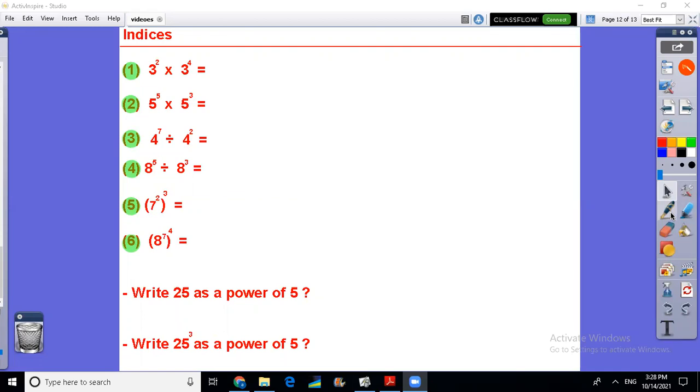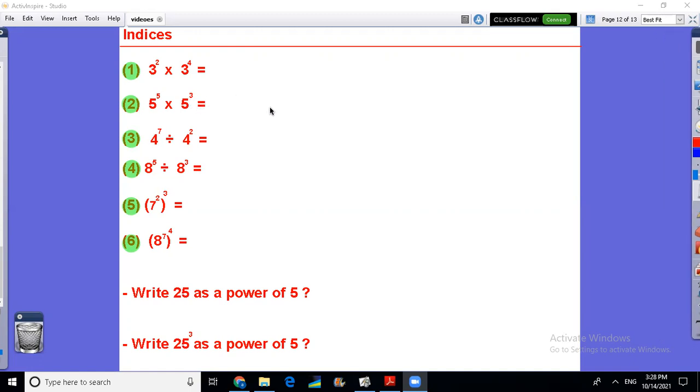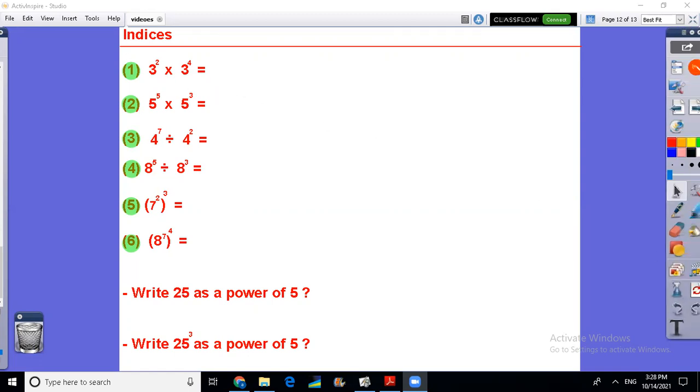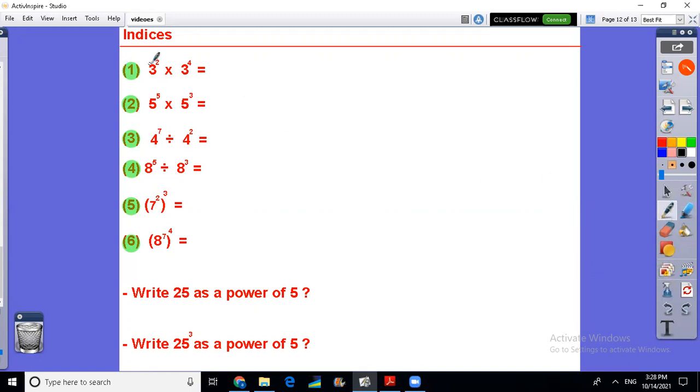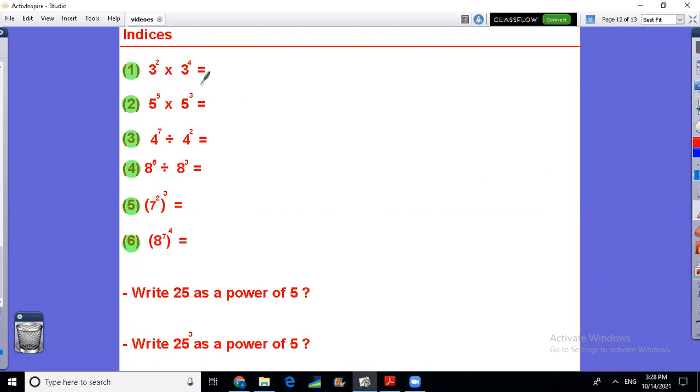And in today's video, we're going to talk about indices. So the first question over here, as you see, is 3 squared multiplied by 3 to the power of 4. How can we do this? All right, the base here does not change, yes. So what I'm going to do is write 3 as it is without changing anything and just add the powers here. So this is 3 squared, which is 3 to the power of 2. We're multiplying it by 3 to the power of 4. 2 plus 4 is 6.